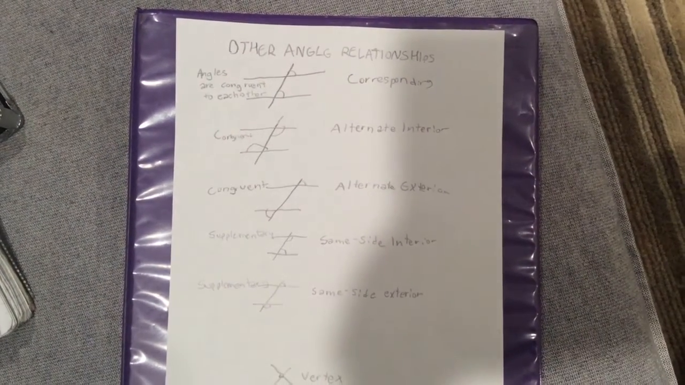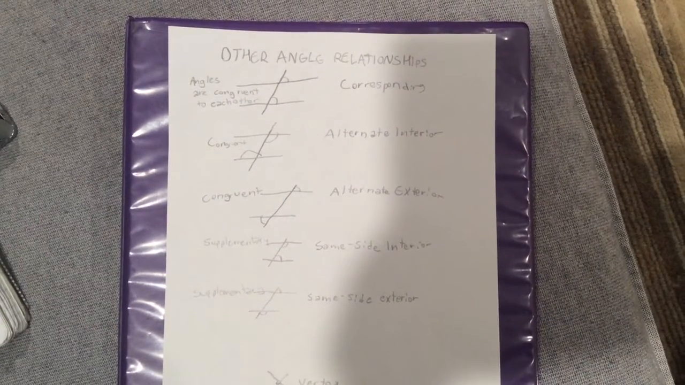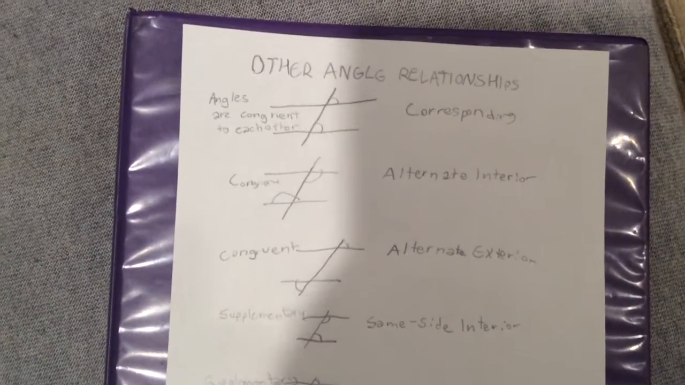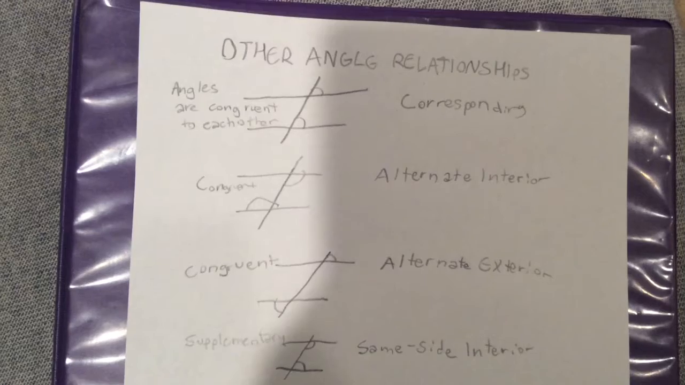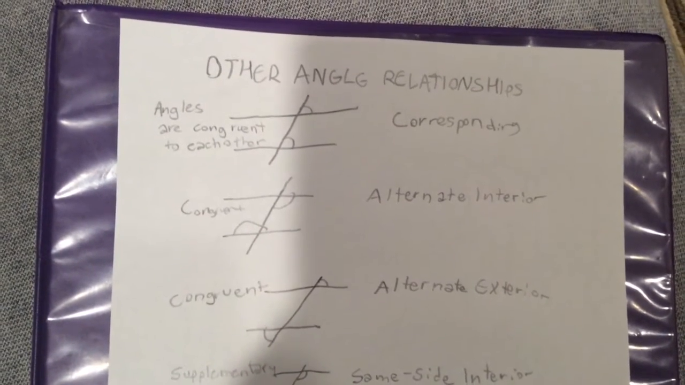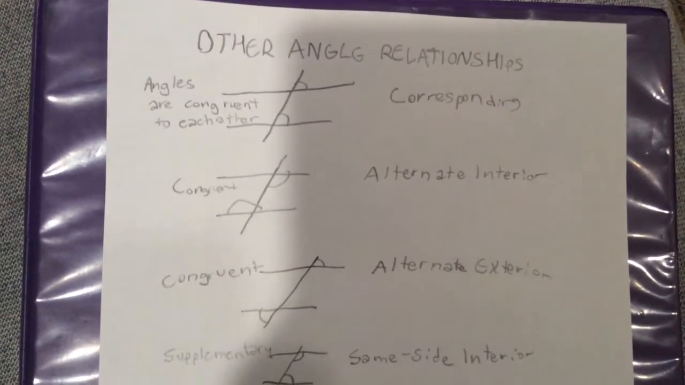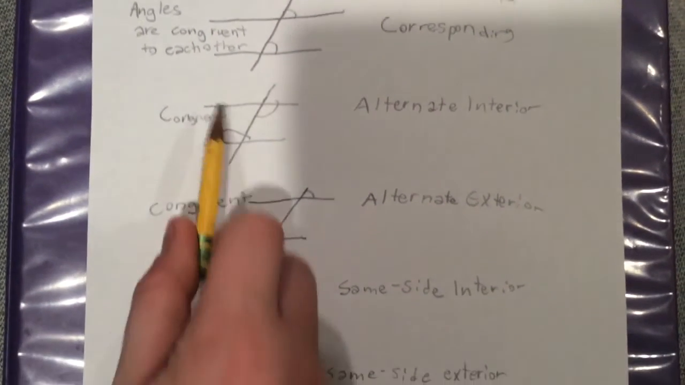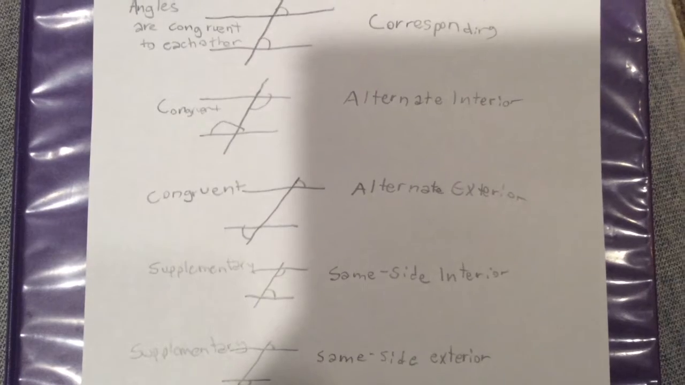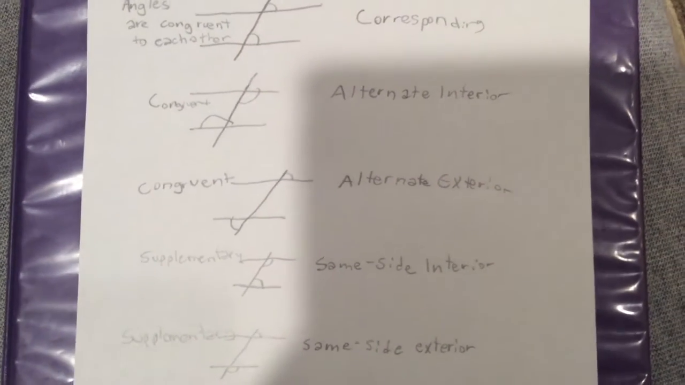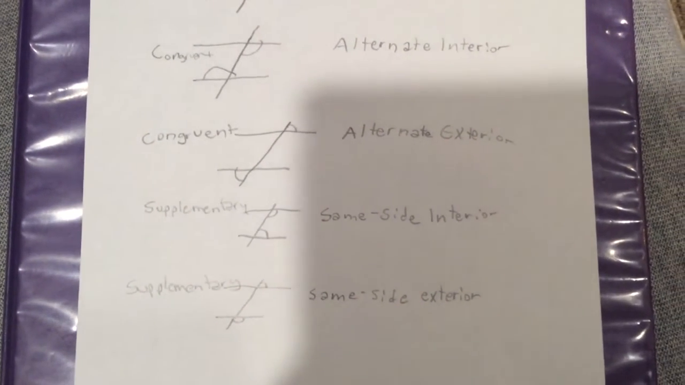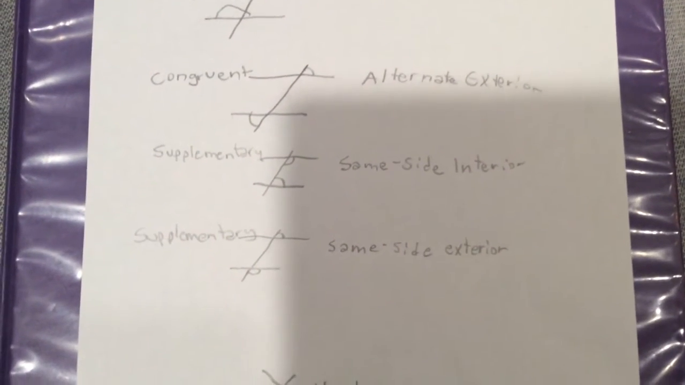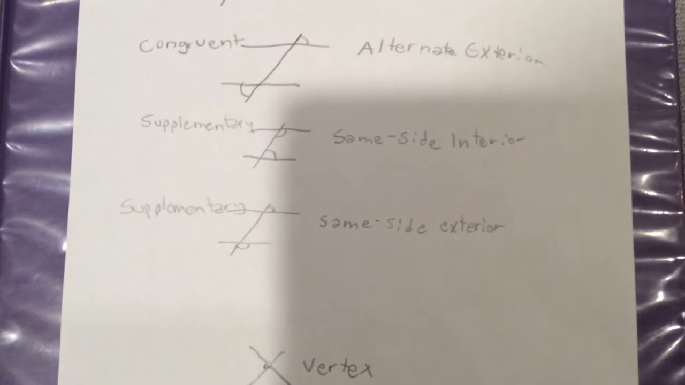There are some other angle relationships that you should know. For instance, corresponding angles are interior and exterior angles on the same side of the transversal, and they're congruent to each other. Alternate interior angles are two interior angles that are opposite the transversal. That means that they're inside these two lines. Alternate exterior angles are two exterior angles that are opposite the transversal, which means that they're outside these two lines. And those are also congruent.